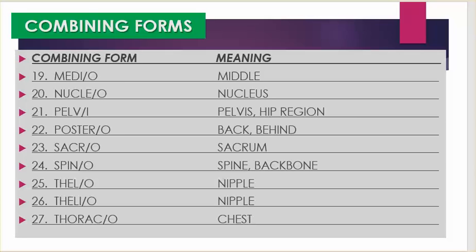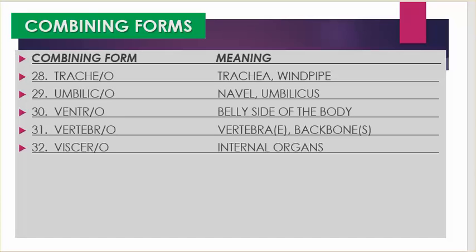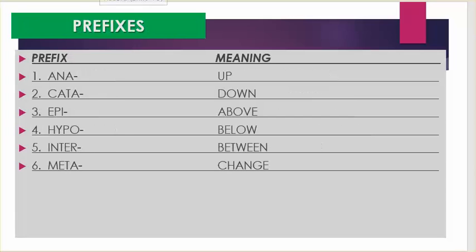Thoraco means chest. Tracheo means trachea or windpipe. Umbilico means navel or umbilicus. Ventro means belly side of the body. Vertebro means vertebrae and backbones. Viscero means internal organs.